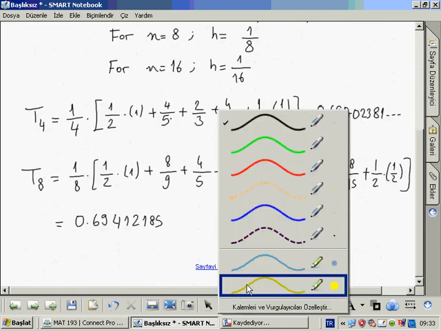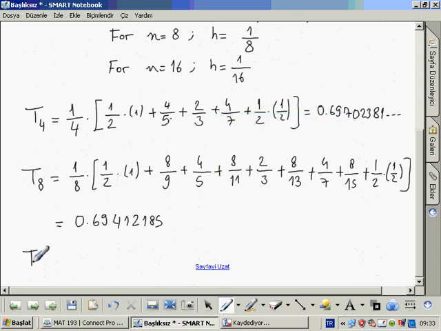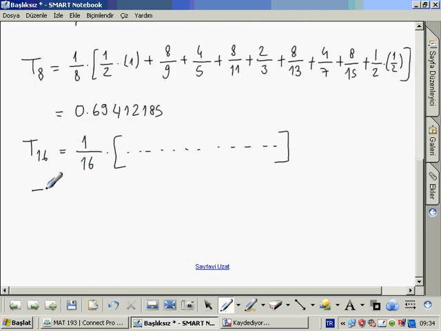And when you take T16, 1/16 times, and so on, you will find T16 equals 0.693391. My friends, that means when you take more subintervals, you will approach the real value.